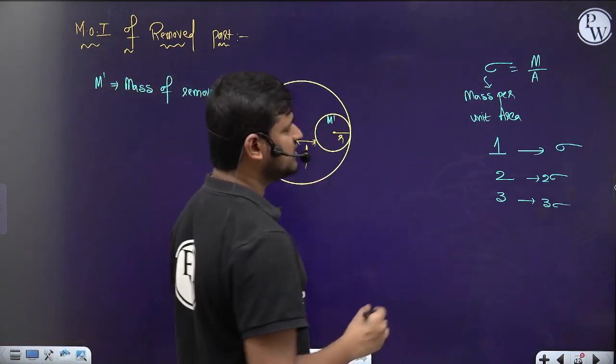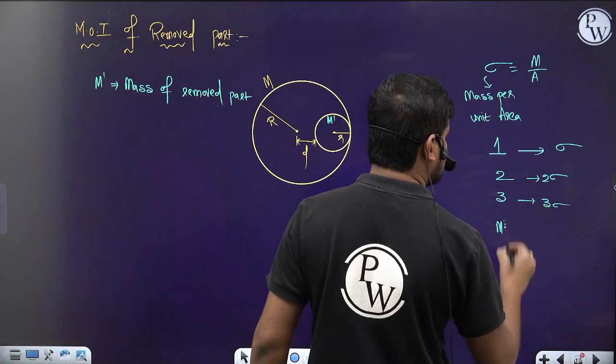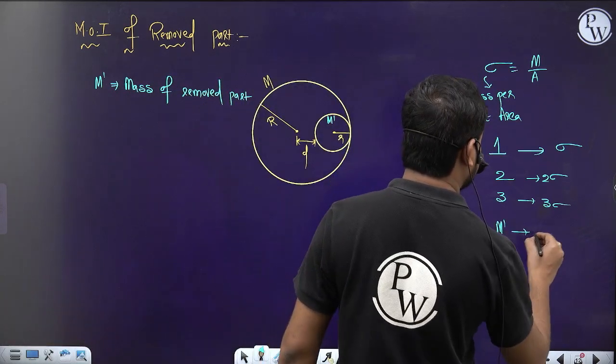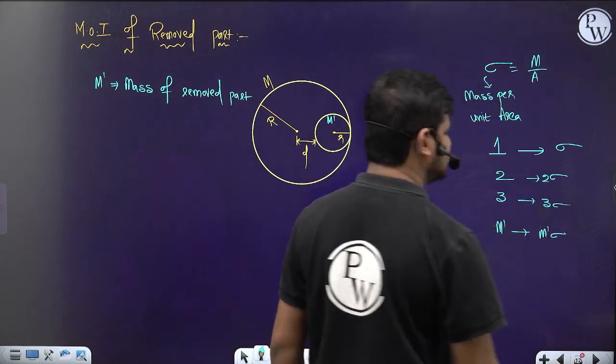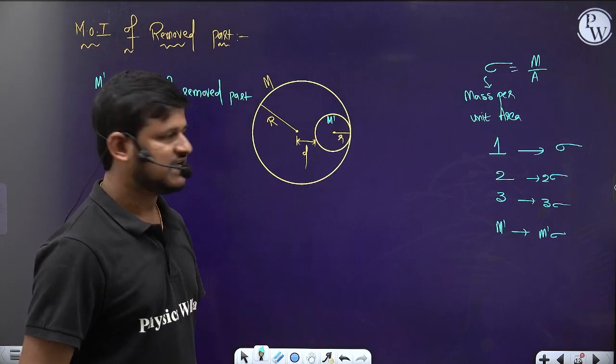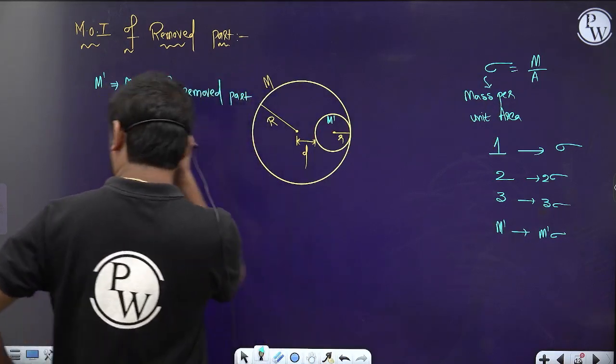So now for the mass M dash, it's going to be sigma times its area. Yes or no? So simply, shall I write? Just a minute.